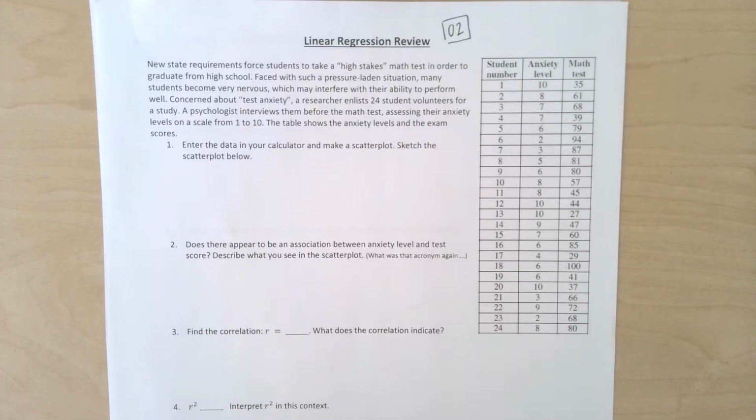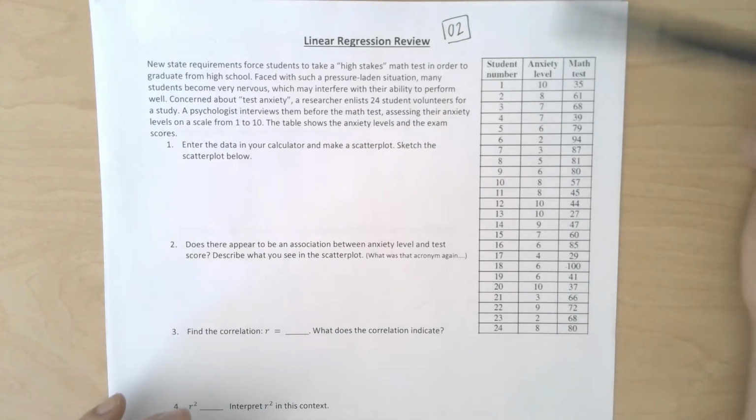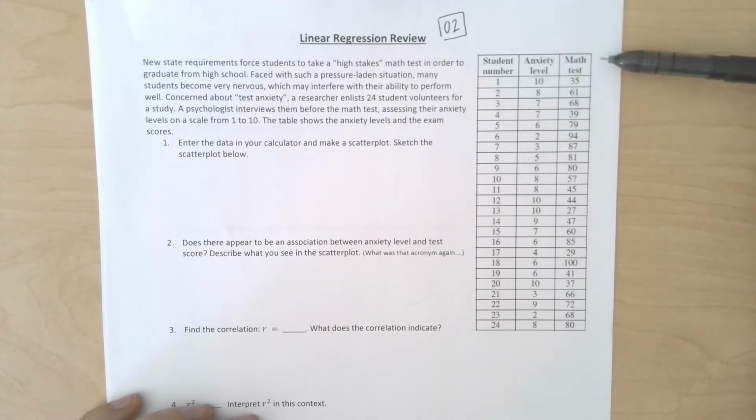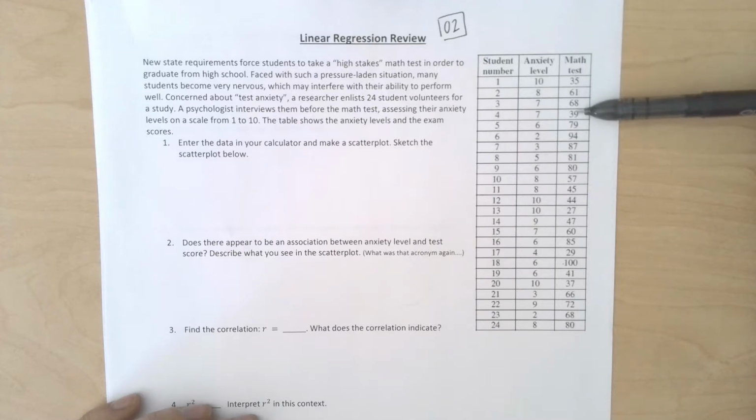So our scenario says new state requirements force students to take a high-stakes math test in order to graduate from high school. Faced with such a pressure-laden situation, many students become very nervous, which may interfere with their ability to perform well. Concerned about this test anxiety, a researcher enlists 24 student volunteers for a study. A psychologist interviews them before the math test, assessing their anxiety levels on a scale from 1 to 10. The table shows the anxiety levels and the exam scores. So here we have our different students, we have their anxiety levels, and then we have their math test scores.